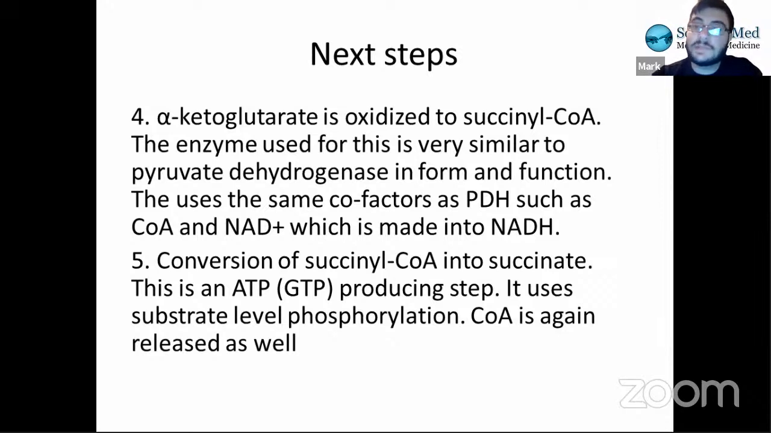Okay, so this is the second step. Again, this makes 1 per cycle, 2 per glucose. So now we're up to 4 NADH per glucose so far. Next, we want to convert succinyl-CoA into succinate. This is an ATP or GTP producing step. This uses substrate level phosphorylation. So this means it takes the phosphate directly from the substrate, which in this case is succinyl-CoA, and puts it on an ADP or GDP to make ATP or GTP, right? And that's called substrate level phosphorylation. CoA is again released as well and recycled. Okay, so now we're up to, per glucose, 2 ATP directly, 4 NADH.